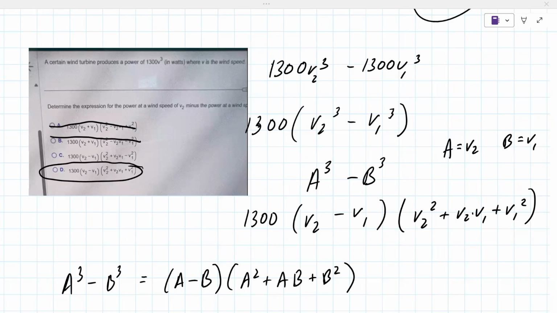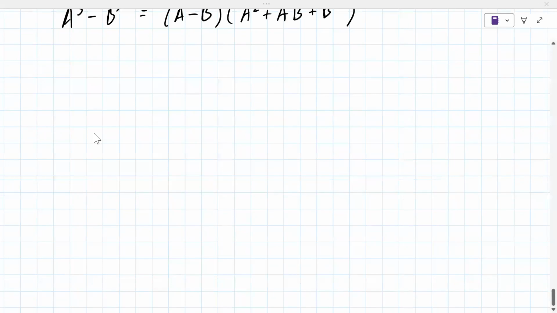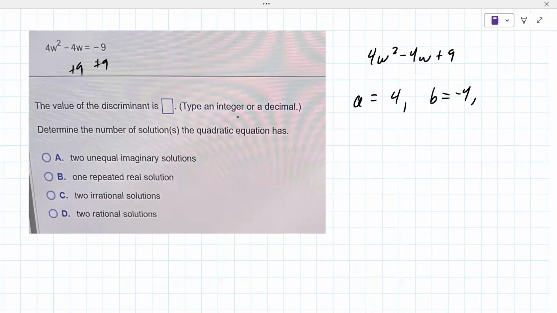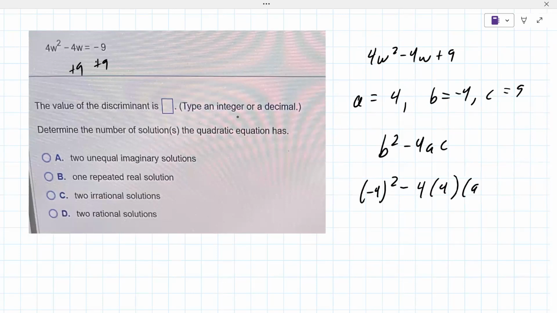Okay, determine the discriminant of the quadratic equation. This is not too bad. You've got to make it equal to 0, right? Yes, you have to put it in standard form by setting it equal to 0, which means adding 9 to both sides, and then identifying your A, B, and C. So A equals 4, B is -4, C is 9. And the discriminant is B squared minus 4AC, correct? You got it. Yep, B squared minus 4AC.